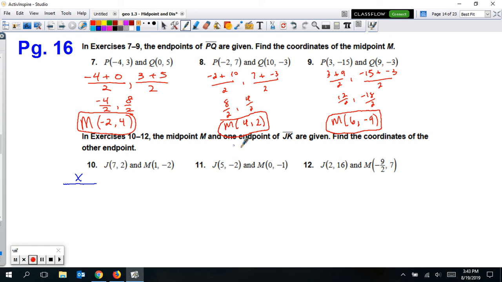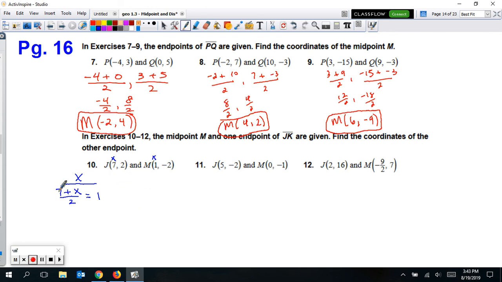We don't know one of the endpoints. We have J, we don't know K. So here's my x for J, 7. So we're going to use 7 plus the other endpoint, x, divided by 2. That's using the midpoint formula, just like we did up here. We just don't know what the other endpoint is, so we use an x in the fraction, and it's going to equal the midpoint number for x, which would be 1. So now we need to solve that equation.